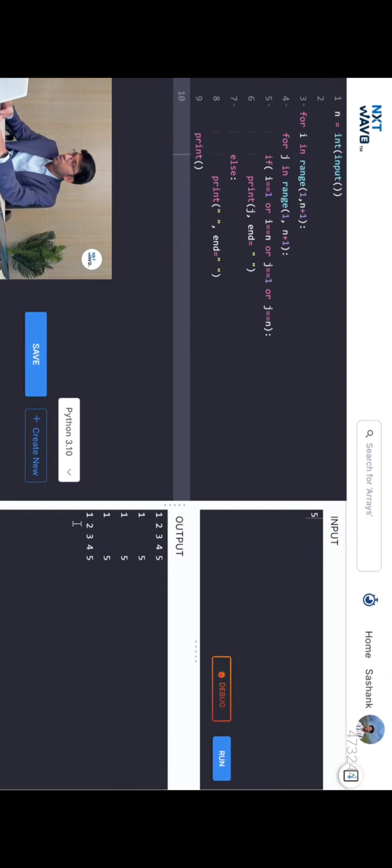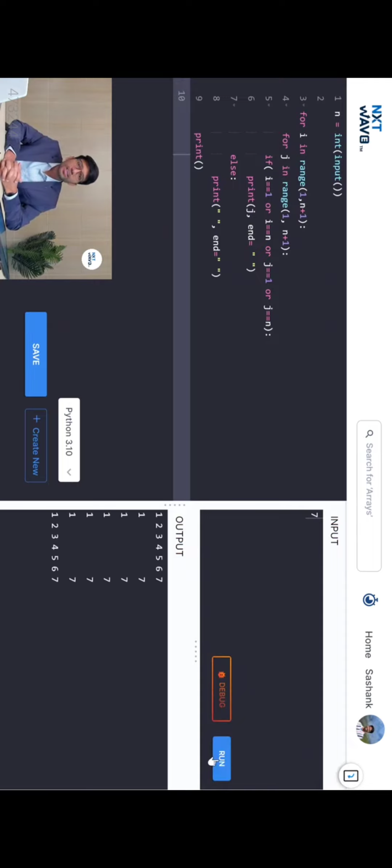So this is what we should get: 1, 2, 3, 4, 5, ones and fives. Now let's say if I give 7 as an input, let's see. We will get the correct answer. Okay, so in this way we can solve this particular problem. So let's move to the next question.